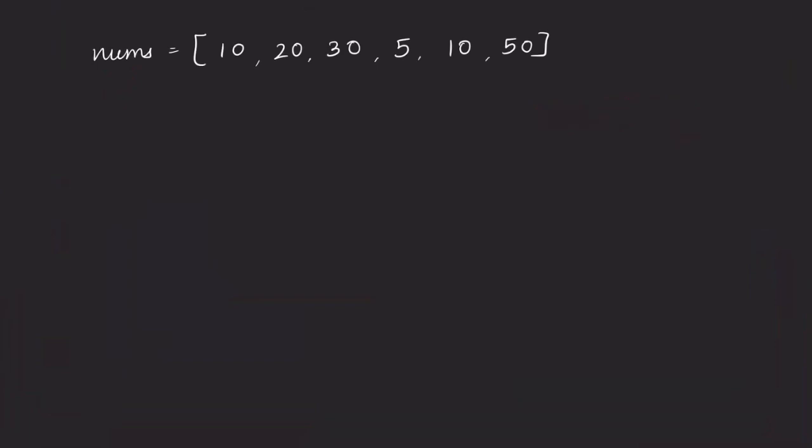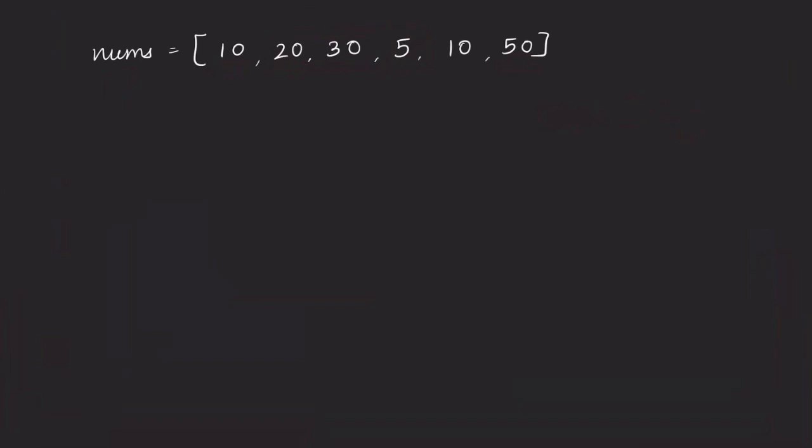Right? First of all, what is a subarray? A subarray is a continuous set of numbers from an array, right? So basically 10, 20, 30, this is a subarray. 20, 35, this is a subarray. 5, this is a subarray. But 10, 20, 50, this is not a subarray because the numbers are not continuous in the array, right?